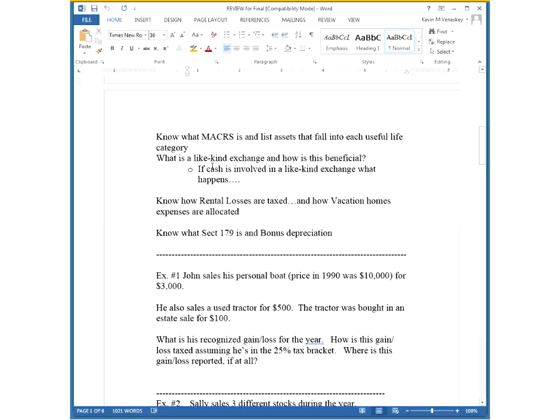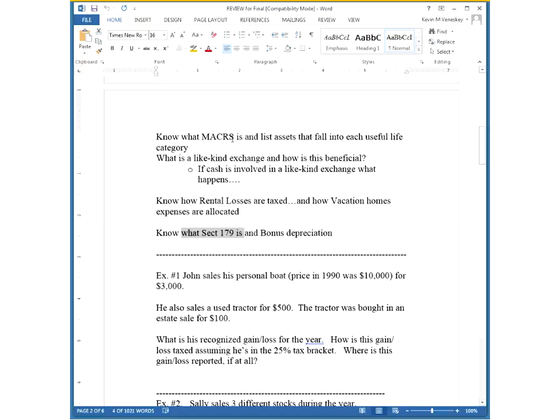Chapter 6, I wanted you to know about the makers and what is a useful life for each type of category. So what's a useful life for a warehouse versus an apartment building versus a machine in a business versus a computer. They all have a set tax life for depreciation purposes.